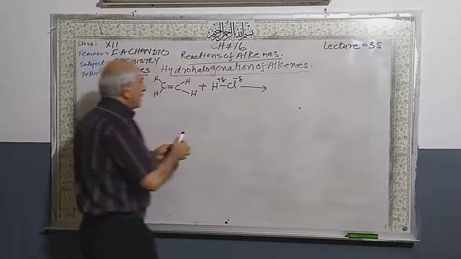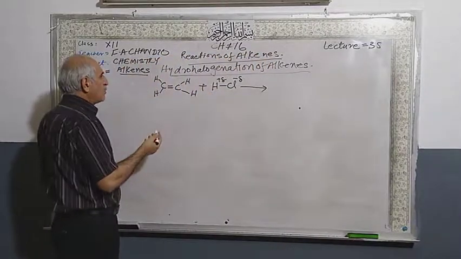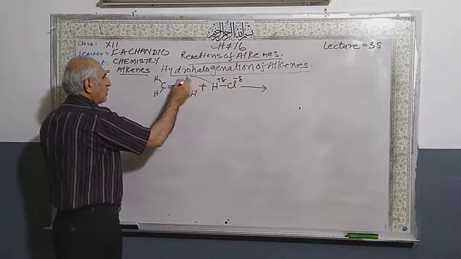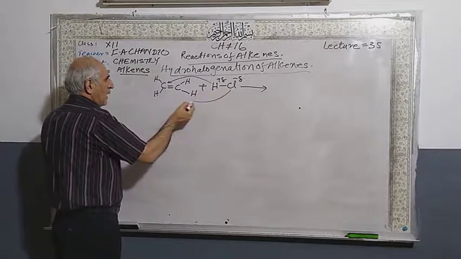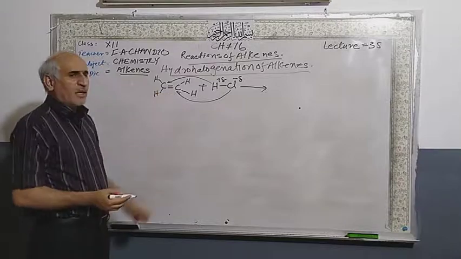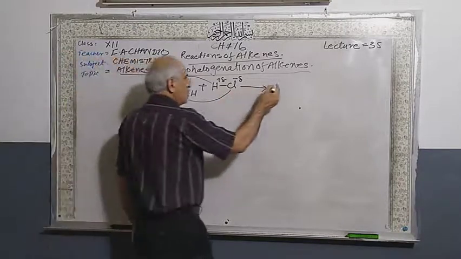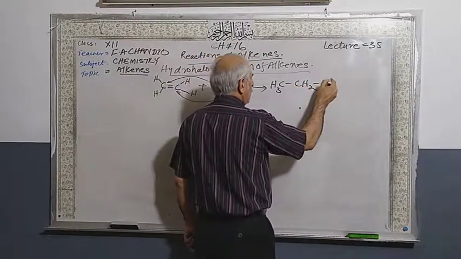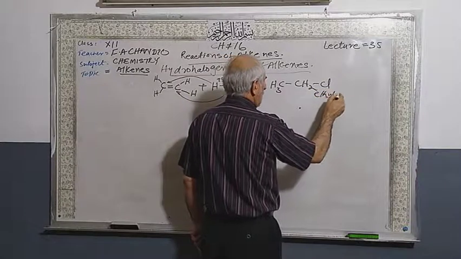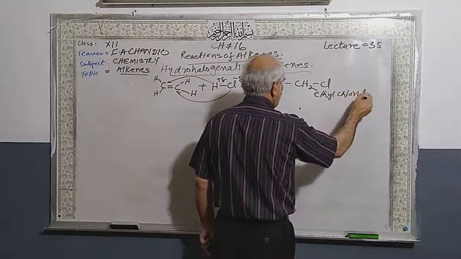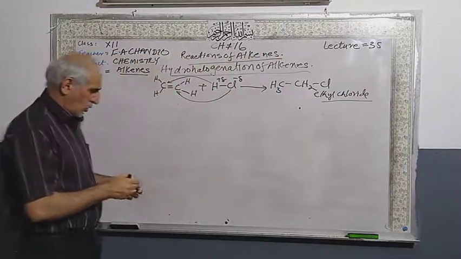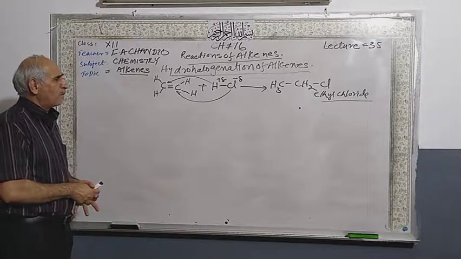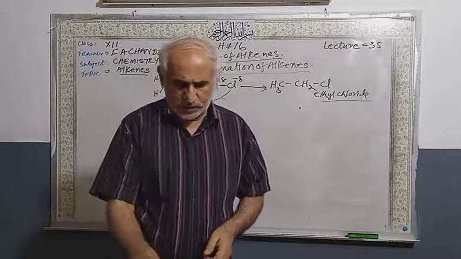So when this reacts, it makes no difference whether this hydrogen is going to attach here and the halogen is going to attach to this carbon, because both are the same. It makes no difference. So you will get an alkyl halide. The double bond is going to be removed, and you will get ethyl chloride, or chloroethane, or ethyl chloride. This is the one reaction here.